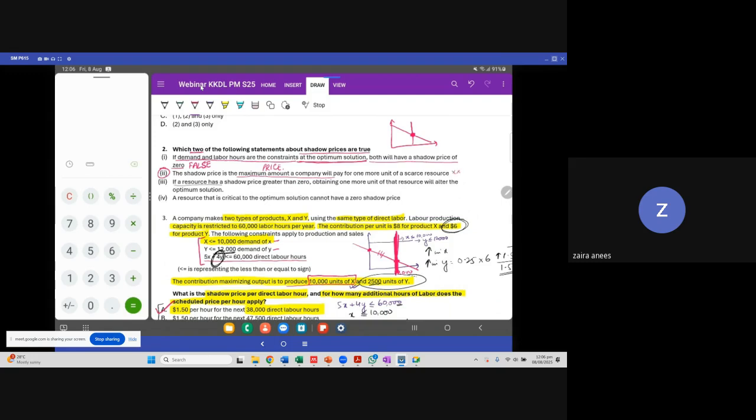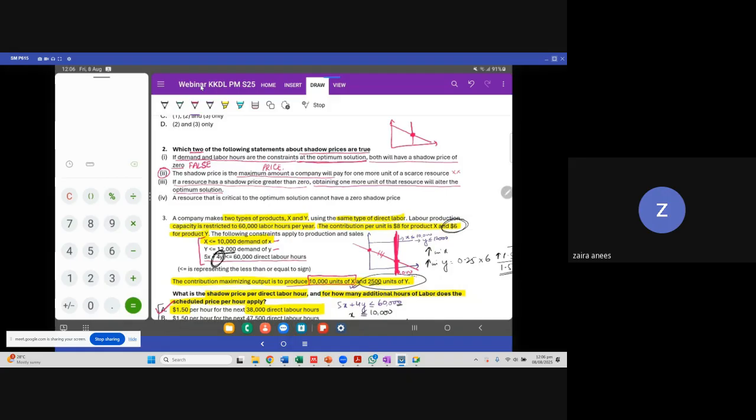If a resource has a shadow price greater than 0, obtaining one more unit of that resource will alter the optimum solution. If a resource has a shadow price greater than 0, that means its shadow price is somewhere 1, 2, 3, 4. Obtaining one more unit of that resource will alter the optimum solution. Do you think it's correct?